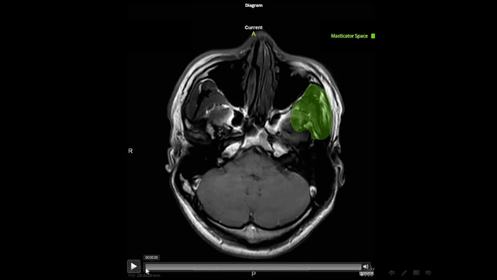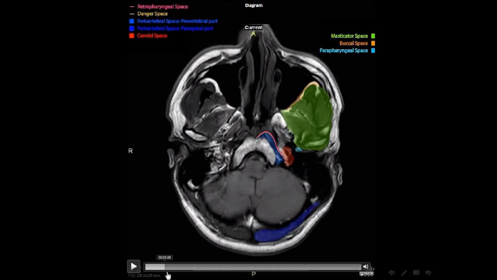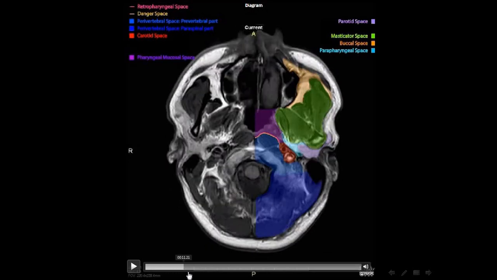So this one that is highlighted in blue is the masticator space, which includes the masseter, the mandible, the medial and lateral pterygoid, and the temporalis. We go down and we see these structures. So this is a part of the buccal space that surrounds the maxillary sinus and the oral cavity inferiorly.